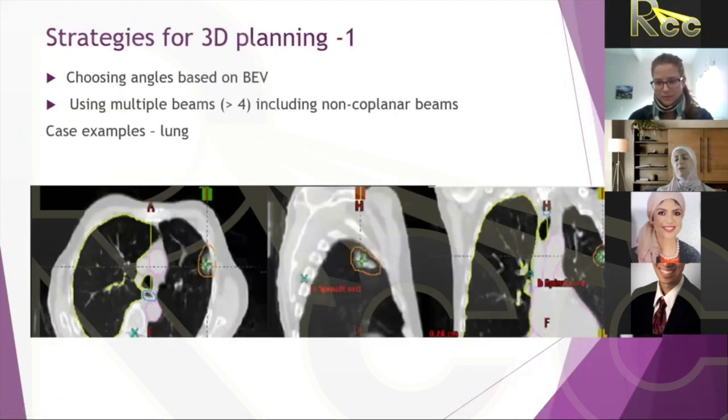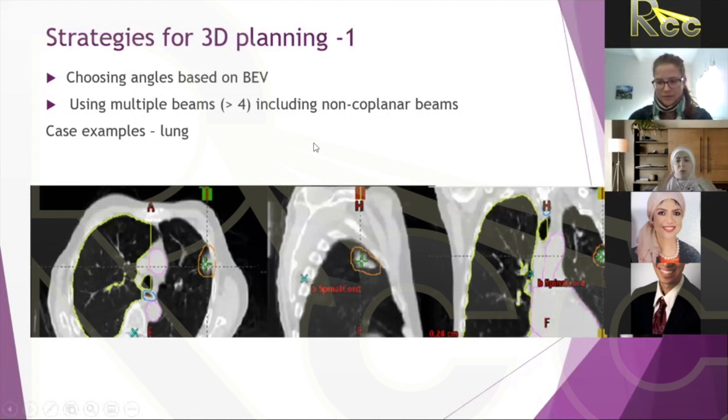And beam eye view perspective, you don't hear it in 2D planning. So if you're bridging the gap now from 2D to 3D, you probably don't know what a beam eye view is. And as a case, I'm going to build a plan with you a little bit step by step for a lung case. So you have a lung tumor over here, and I have cropped all patient information, just making sure. If anyone sees patient information, please flag me immediately. But I made sure that I cropped all the information.